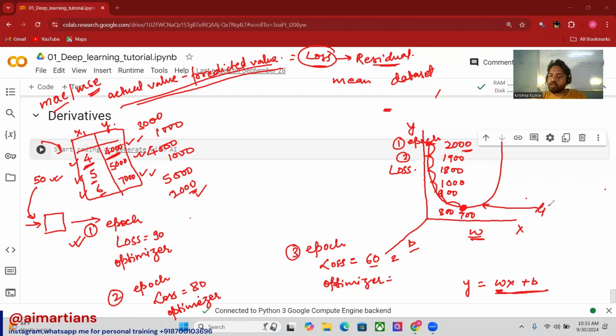This is the actual minimum loss, called the global minimum, which we generally calculate using the optimizer. The optimizer calculates these things using derivatives. In derivatives, there is a subdivision called partial derivative. Now, what is partial derivative? Partial derivative is used just to calculate slope.